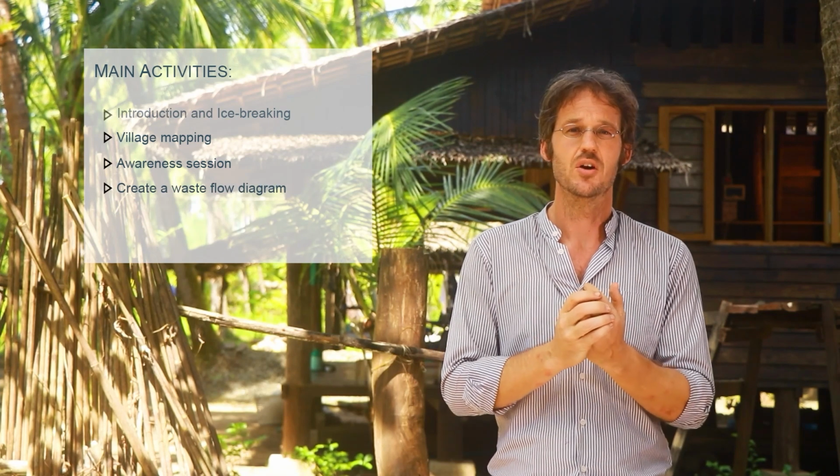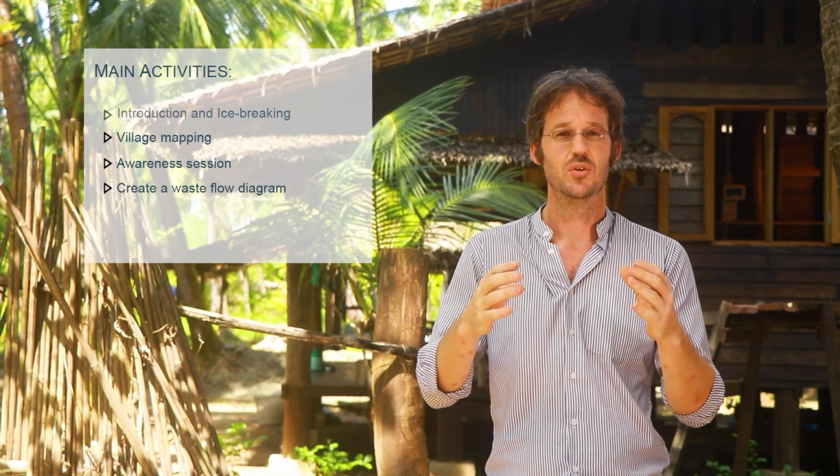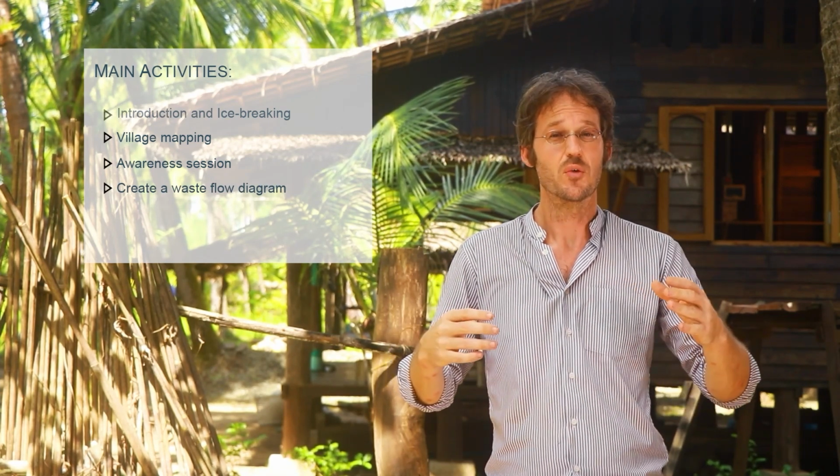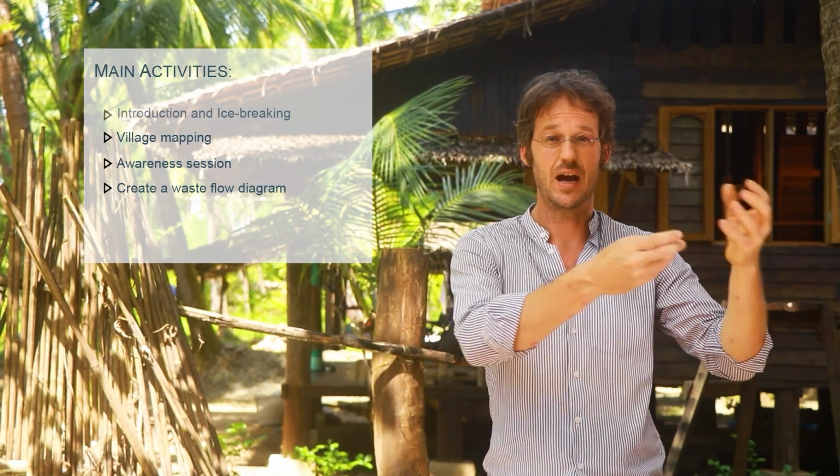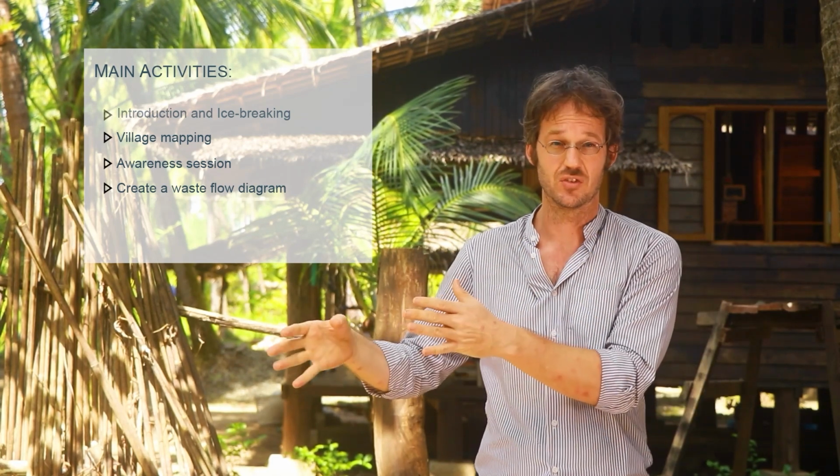The second one is that you draw a village map together with your committee. The third one is that you do awareness raising on waste in general. That includes waste segregation, the problems of plastic, of burning, of throwing into the water. So this is the awareness raising section. From there, you try to create a waste flow diagram: where everything is coming from, how you consume it, and then how it is disposed.